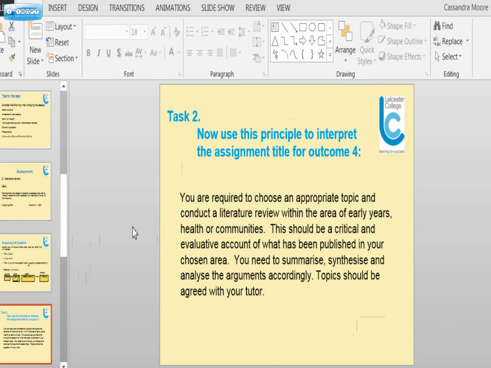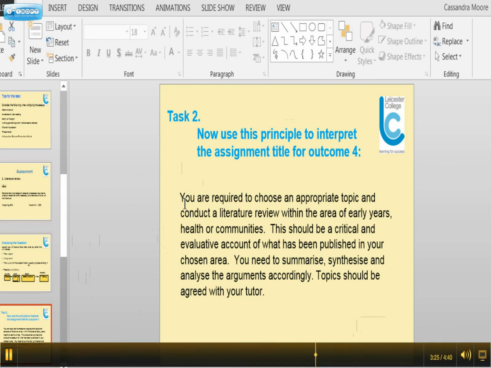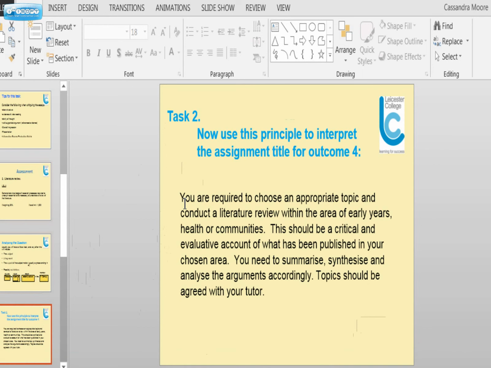So applying that kind of concept to the literature review, basically what you'll be doing is looking at a topic that's related to early years health or the communities in some way, so a topic that is relevant to the course, and you'll be writing a critical account, which we'll look at in some more detail in class, about what's been published in your chosen area. So you'll be looking at a few different articles, maybe a few different journals, and then bringing it all together, or synthesising it, and summarising the main arguments with some analysis, so looking at them with a sort of critical eye.